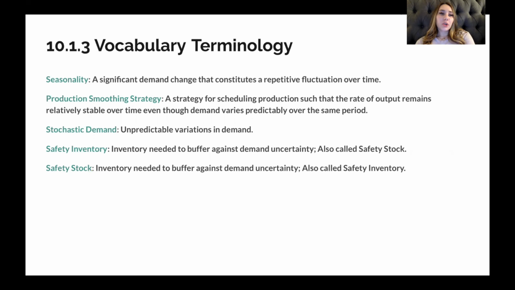Here's some more terminology for this next upcoming part of my section. So I'm going to let you pause it and take some more notes on these different terms.